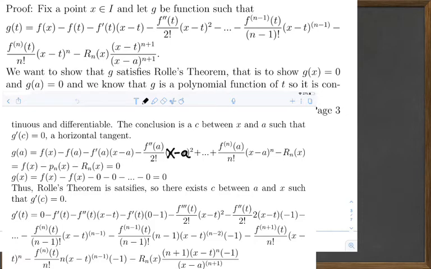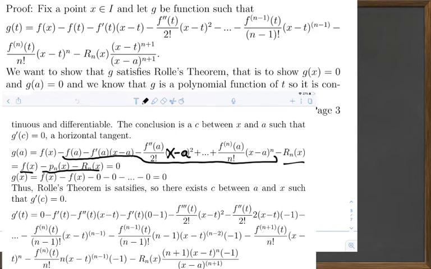And so what we got going on here is the nth degree Taylor polynomial, and this is the remainder for it. So the remainder plus the nth degree Taylor polynomial is going to be equal to the function. So you have the function minus itself, and so that's 0.